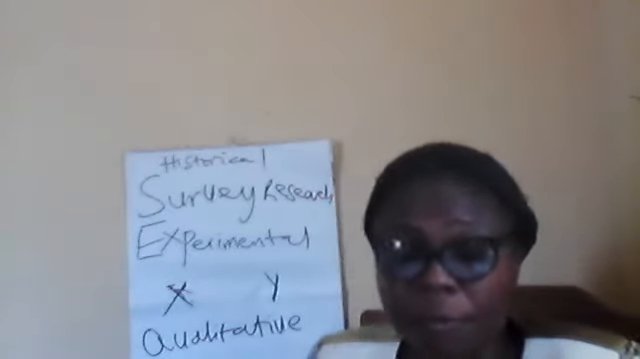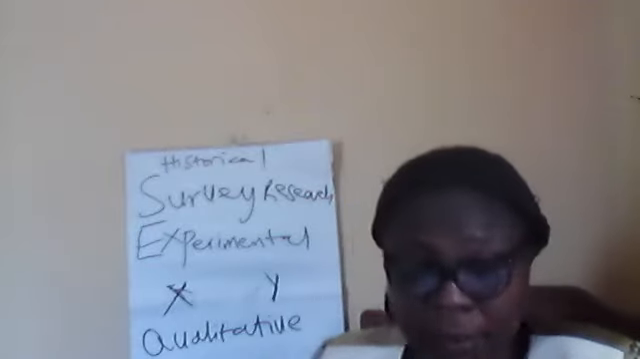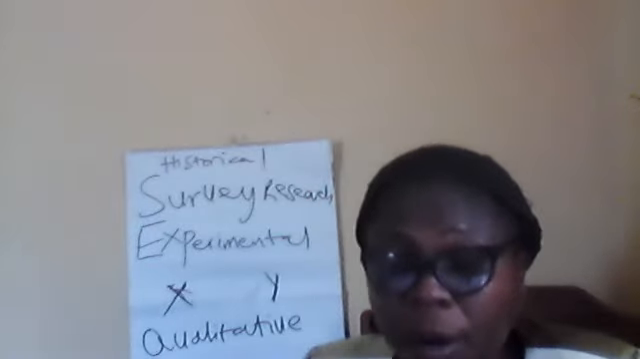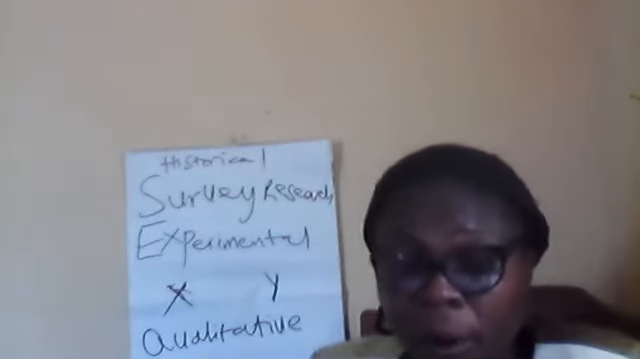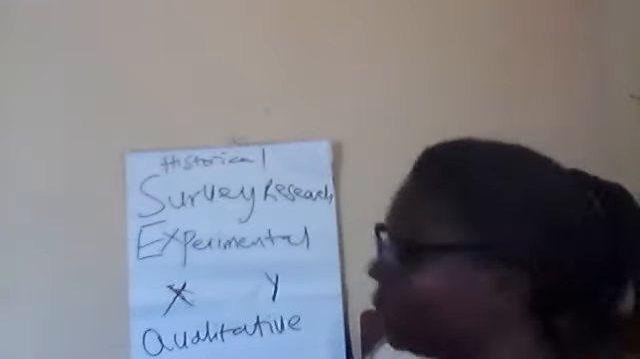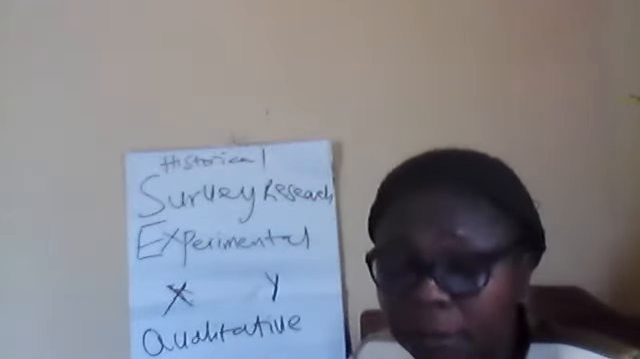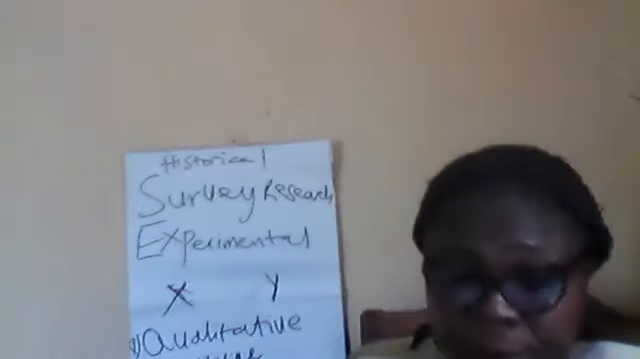Then another form is quantitative research. Another form of evidence, based on kind of analysis, is quantitative research. The first one is qualitative, the second one is quantitative, as the name implies. Quantitative research.